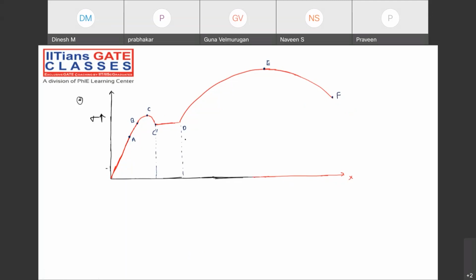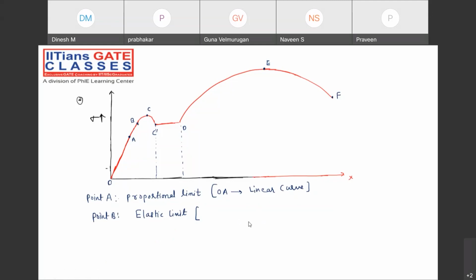Now, what is the point A? Point A is proportional limit. The curve we are seeing from O to A is exactly linear. Now, what is the point B? Elastic limit. So, what is the meaning of elastic limit? Tell me, guys. Hooke's law is valid up to proportional limit. Hooke's law is valid up to point A only. Remember, Hooke's law is valid up to point A only.